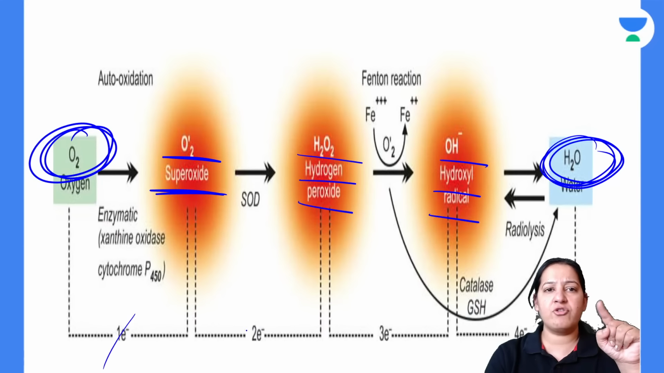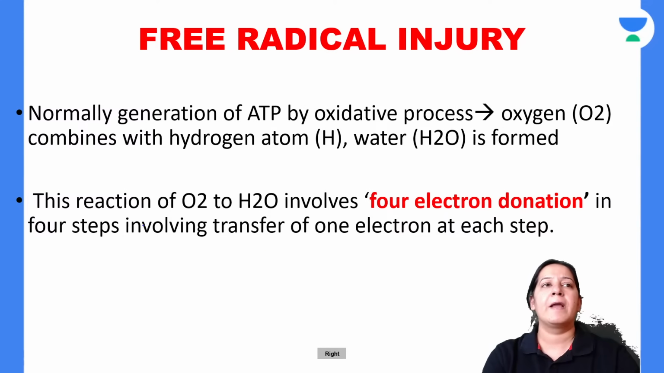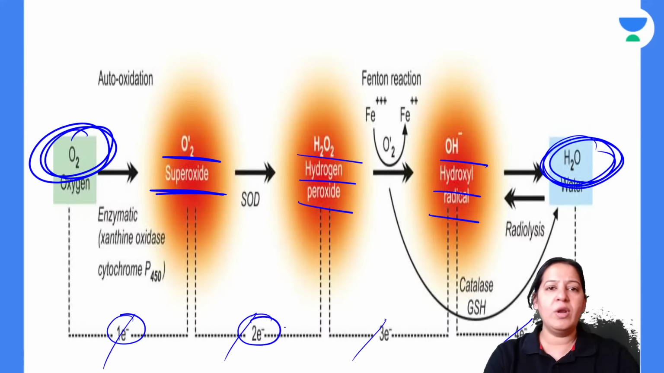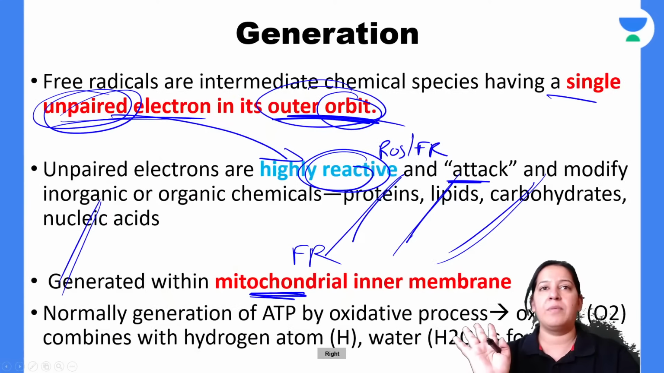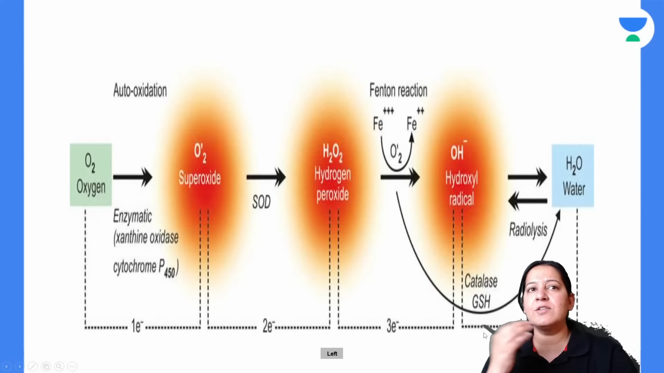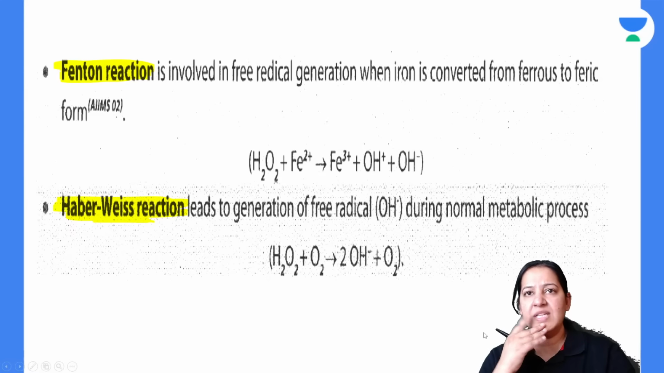It is giving 1 electron, 2 electron, 3 electron, 4 electron. Ultimately, the reaction of oxygen to water involves 4 electron donation. It is doing 1 electron donation, then 2, then 3. Ultimately 4 electrons are donated and water is formed. Everyone give me a thumbs up. You have studied this in biochemistry. Say yes or no.